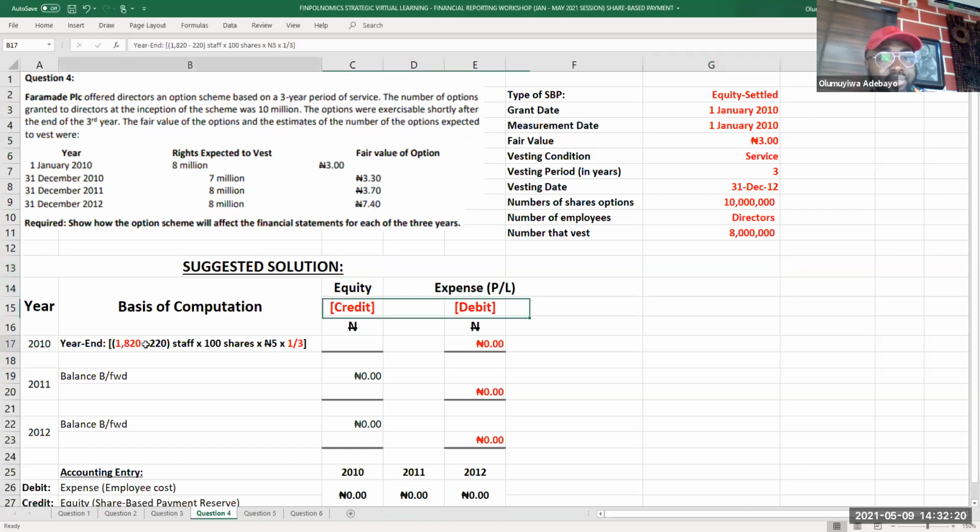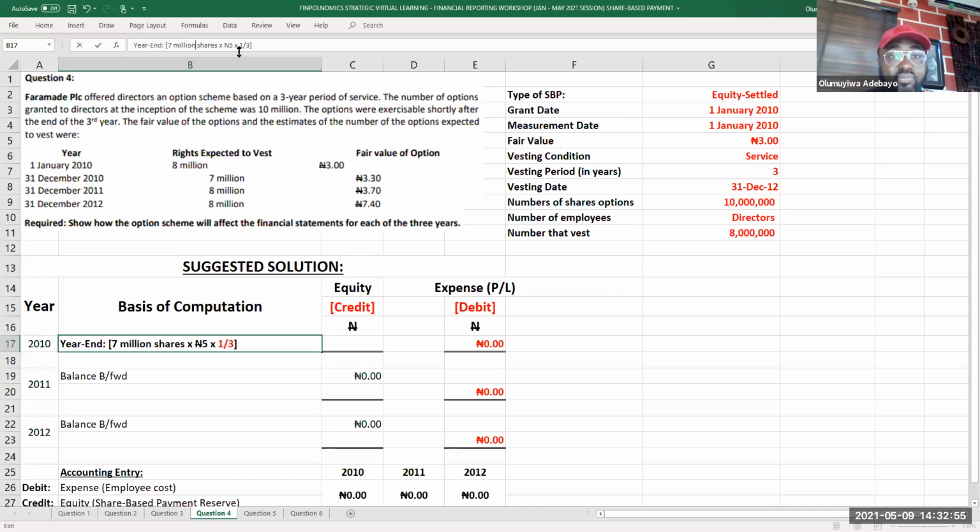Now the question then is, we're in year 1. As at the end of year 1, we estimate the rights to vest to be 7 million. Which means as at the end of the year is when you estimate the likely number of shares that will vest. What you only need at the beginning, which is the grant date, is the fair value of the share option. Therefore, I'll make use of 7 million shares, at 3 naira. And the vesting period is 3 years, which means today is 1/3 of that.